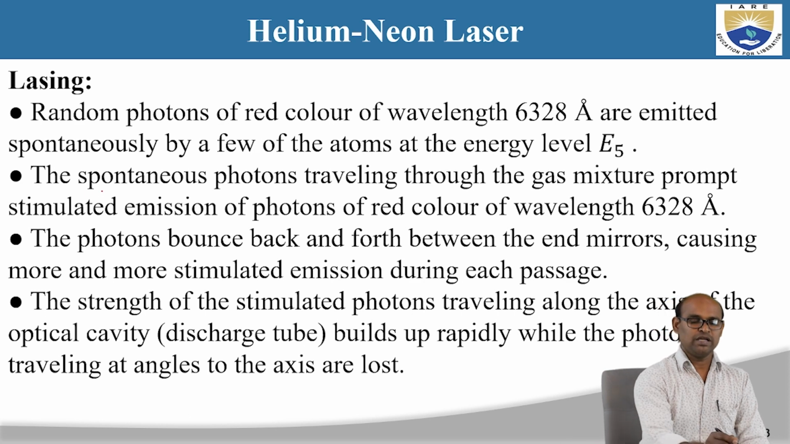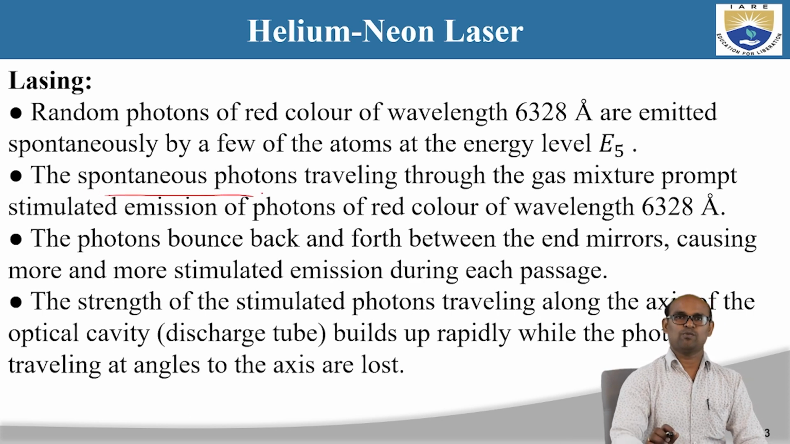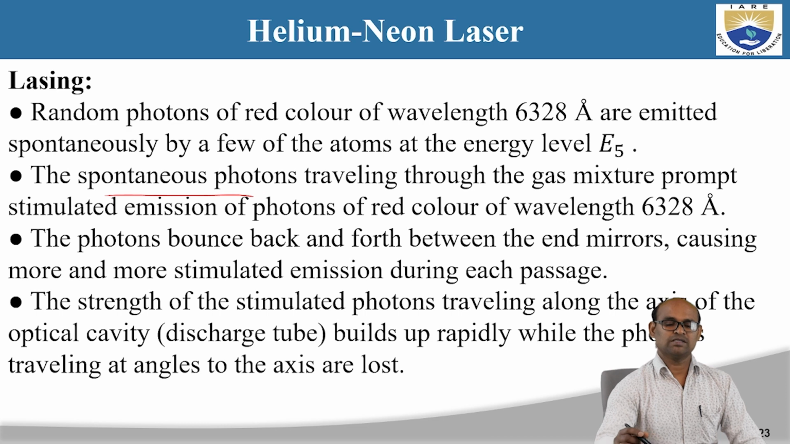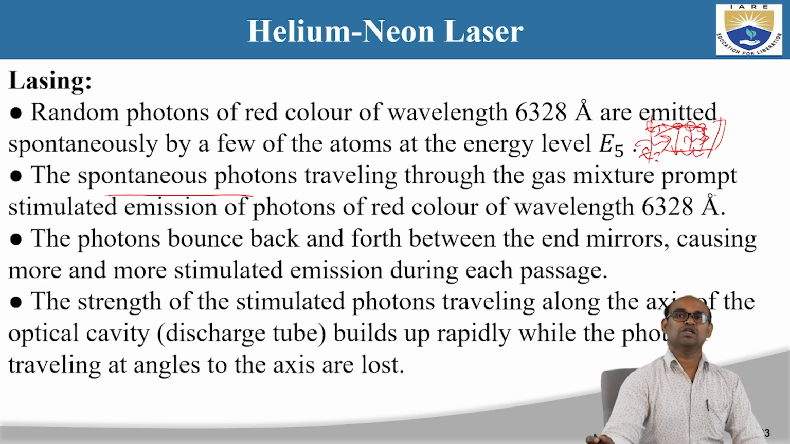Because of the spontaneous emission, the neon atom undergoes a spontaneous emission from E5 to E3, emitting a photon. Because of the mirrors present, this photon is going to come back as an input photon. This photon is used as a trigger for the atoms to undergo stimulated emission.